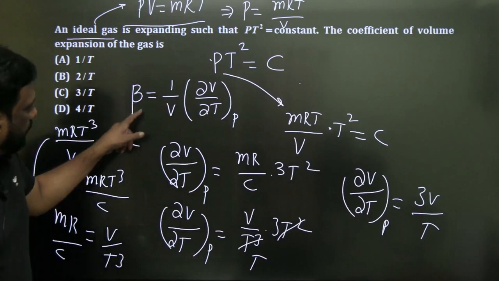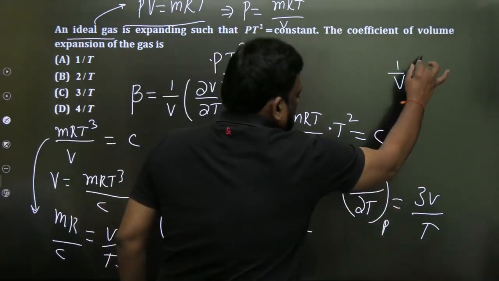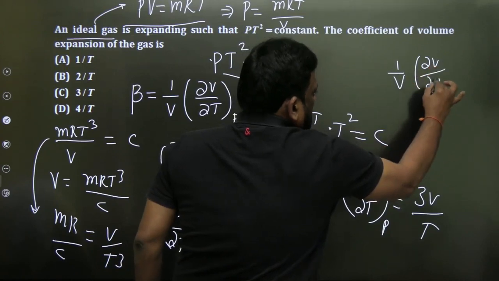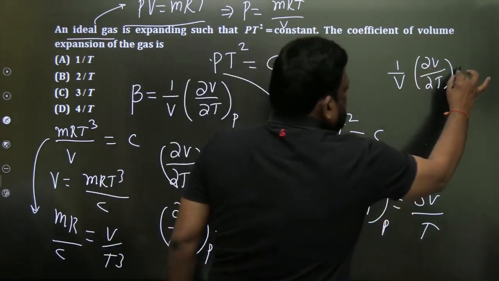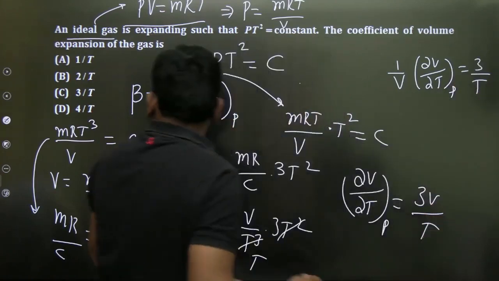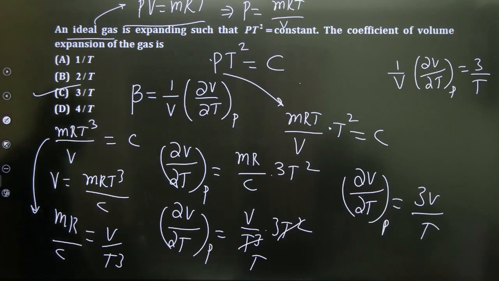But I want beta. What is beta? 1 by V dou V by dou T at constant pressure. You bring V to this side. So 1 by V dou V by dou T is equal to 3 by T. So therefore the answer is 3 by T. It is also a good question. Is it okay? Right. Next.